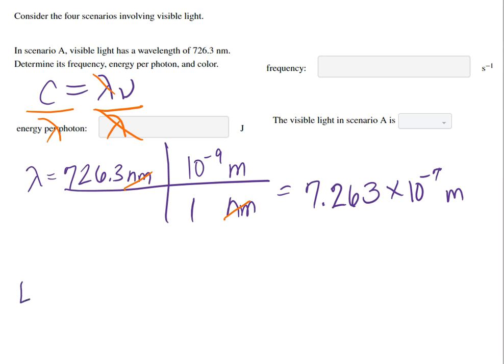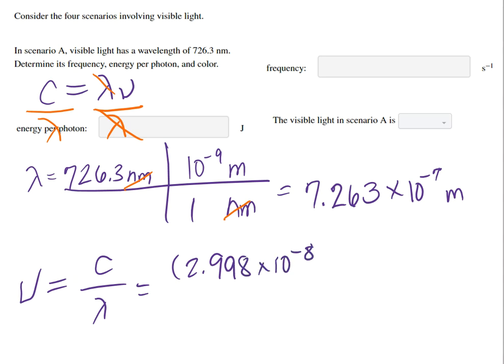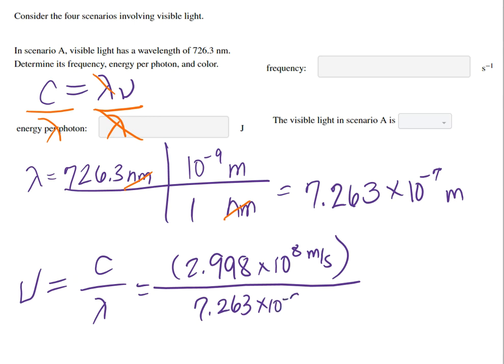So I'm just going to switch the order. I'm going to show my nu here, and then my c over lambda. And then we can just plug in those values. So you have your speed of light, again, that's a constant value, 10 to the 8th meters per second, divided by our wavelength, which we just converted to meters. And then once you put this in your calculator, you'll get your answer in hertz.